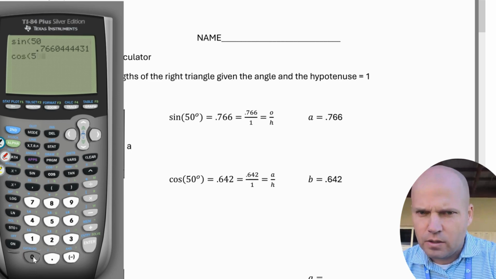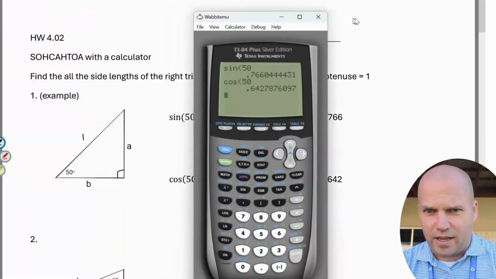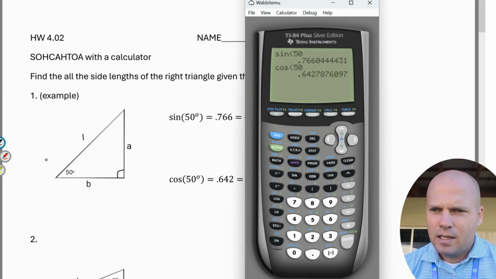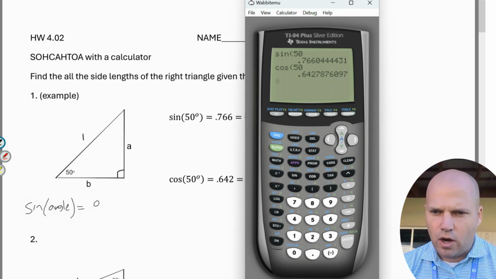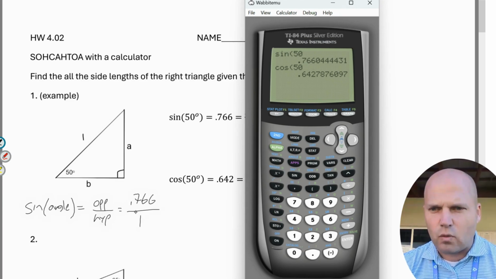Cosine 50, 0.642. If you don't have that correct, your calculator is not in degree mode. And that's key: when I find the sine of an angle, I'm going to be given the ratio of the opposite side length divided by the hypotenuse. Well, if I get 0.766, I'm really just assuming it's 0.766 over 1.